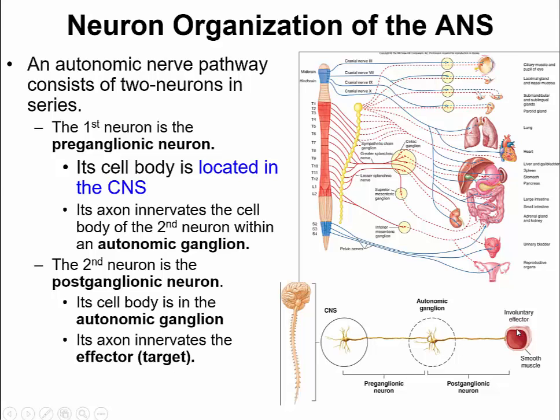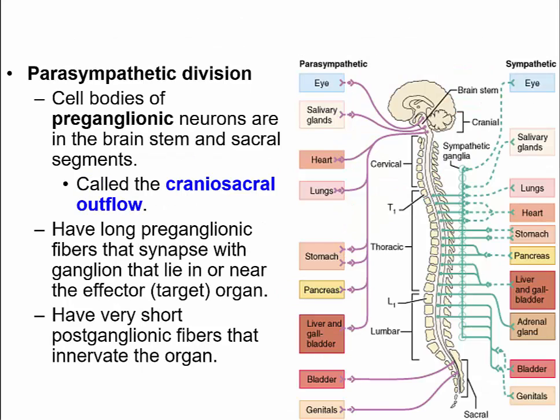So this neuron organization that we're going to be going over, the worded form, is basically describing what we saw in the table. In the parasympathetic division, the cell bodies of preganglionic neurons are in the brain and sacral segments. They're coming out of this cranial area and out of the sacral area for the parasympathetic nervous system. We call this the cranial sacral outflow because of where it's coming out of the spinal cord. Preganglionics of the parasympathetic nervous system generally have really long fibers that synapse with a ganglion that lies in or very near that effector organ. They have very short postganglionic fibers that innervate that organ.